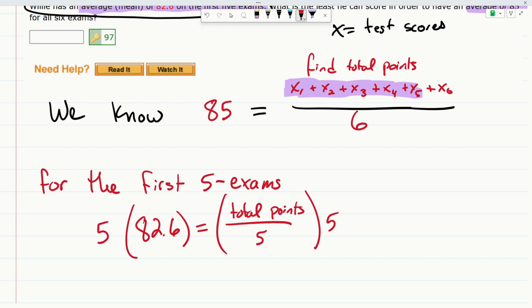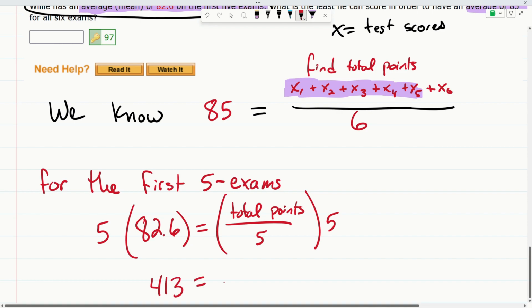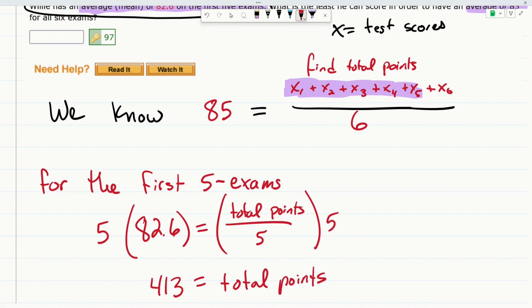Now I'm doing this off camera. 5 times 82.6 is 413. So we know the total points for the first 5 exams is 413.